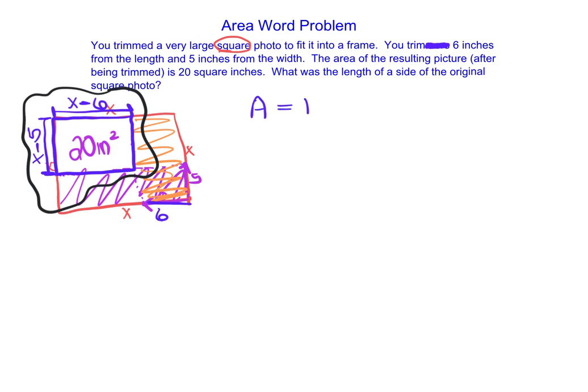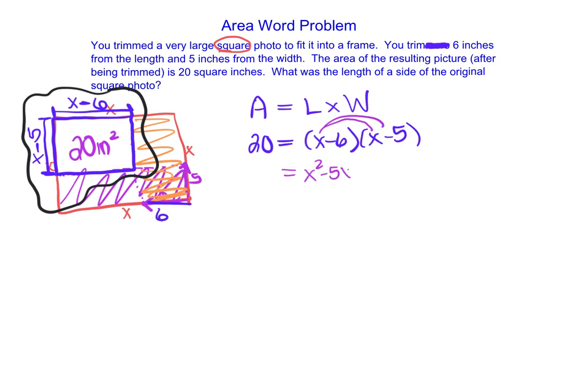We have area equals length times width. Here my area is 20, so I'm going to fill that in. I then have a length of x minus 6, and a width of x minus 5. Now let's multiply this out and work on solving it. Here we multiply x times x, which is x squared. We have negative 5x, negative 6x, and then positive 30. And that all equals 20.